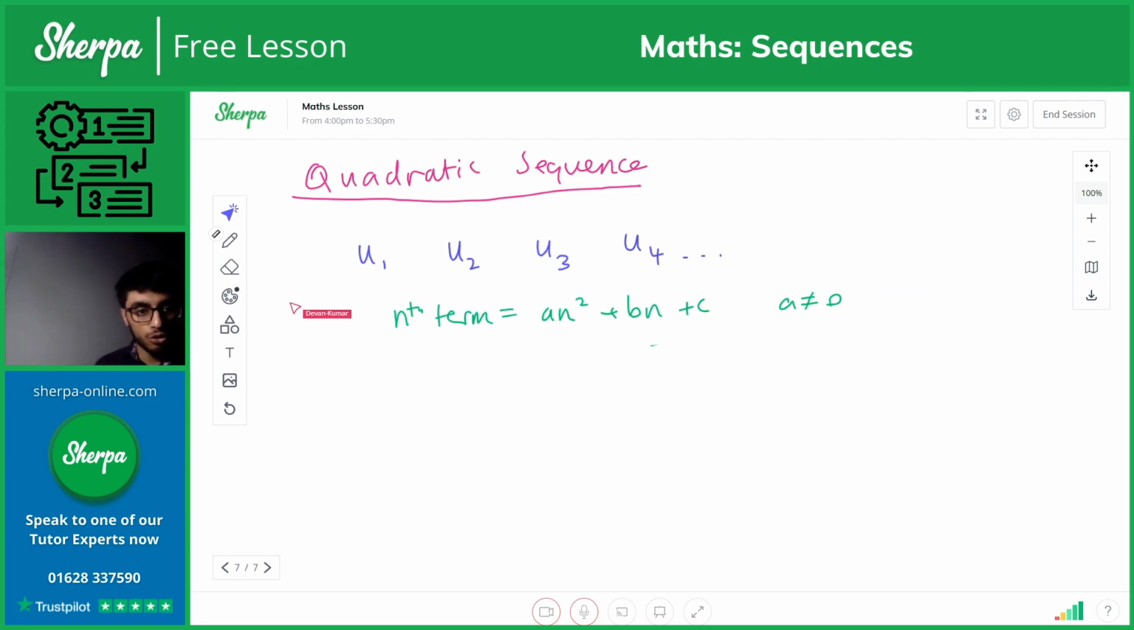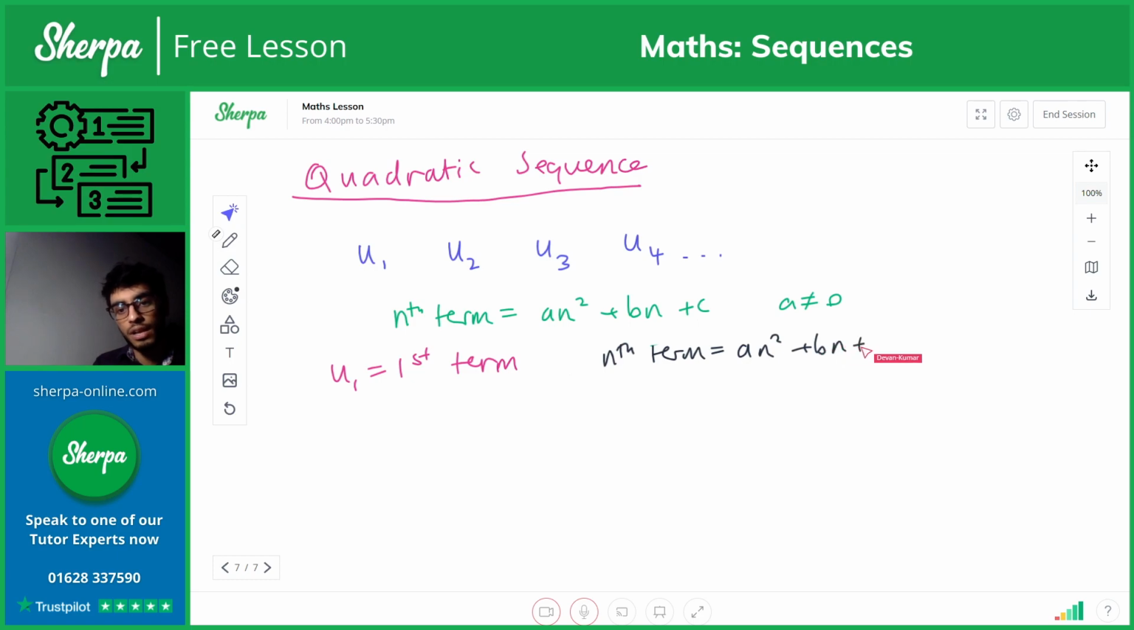Let's think about what U1 is. Well, U1 is the first term. How else can I describe the first term? It's a tricky question. Well, we can use this general nth term rule. So the nth term is an squared plus bn plus c. And I realize we don't know what a or b are, but there's no problem with that. Let's think about what the first term is. To figure that out, we need to replace n with 1. So the first term is a times 1 squared plus b times 1 plus c.